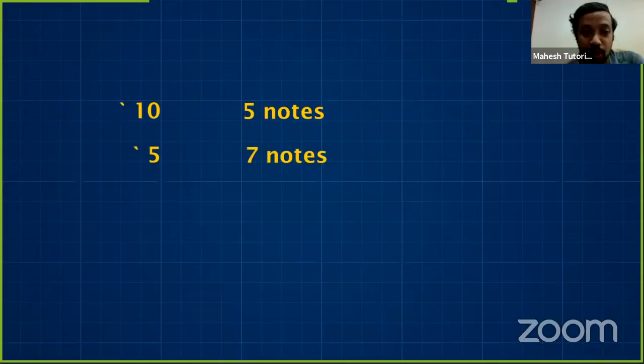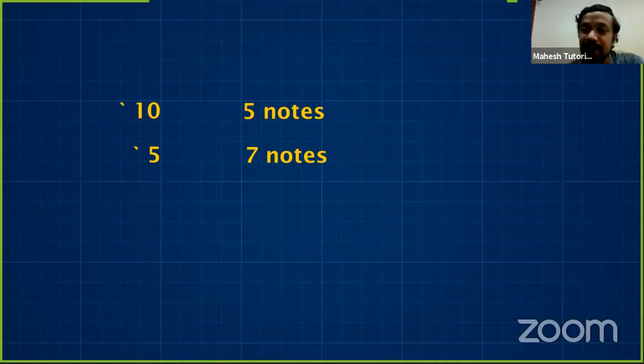Now, students, supposingly if I say, I'm having 5 notes of rupees 10, 5 notes of rupees 10, and 7 notes of rupees 5, 7 notes of rupees 5. 5 notes of rupees 10 and 7 notes of rupees 5.